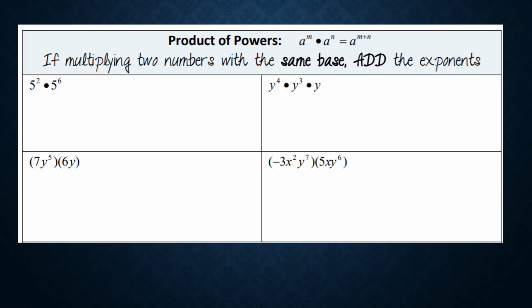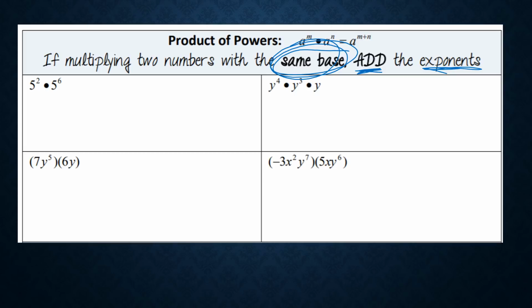So we're going to look at first the product of powers. Algebraically, what that means is when you have a to the m power times a to the nth power equals a to the m plus nth power. So if you multiply two numbers with the same base, you're going to add the exponents. So that's important, that we have the same base and then you add the exponents. And I'll show you, for example, why that is.